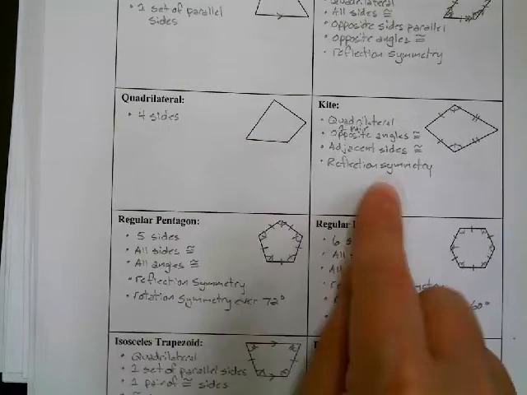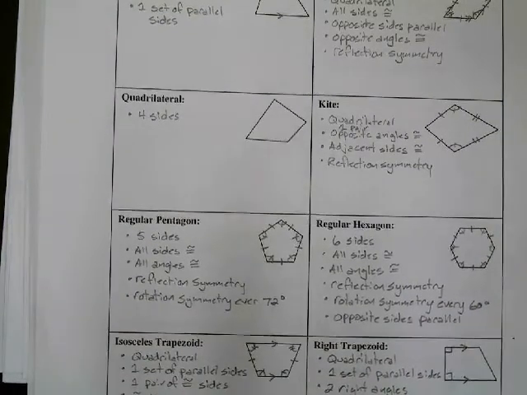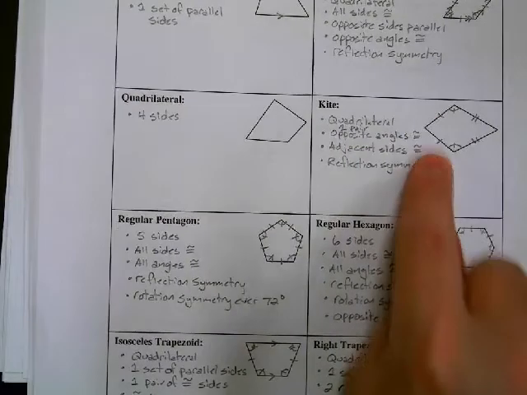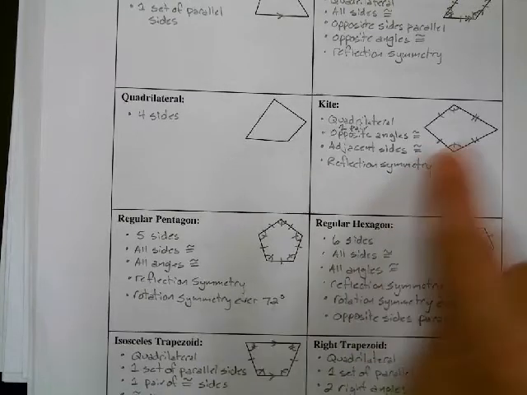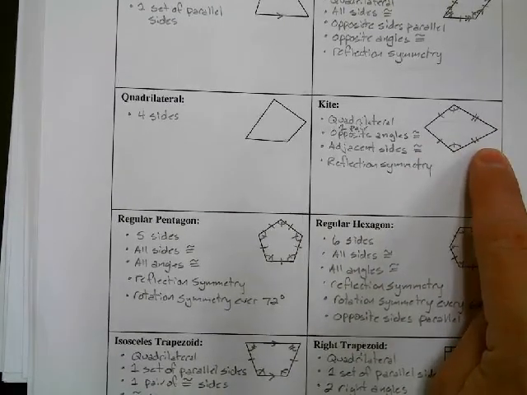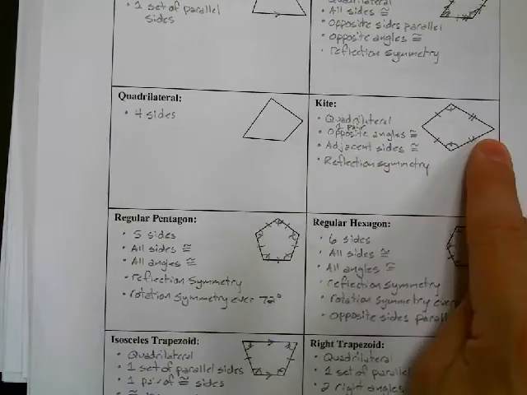Kite. A kite is when you have two pairs of congruent adjacent sides. Here's what that means. See how this side here and this side here, we call those adjacent because they're right next to each other, and those two are the same. And then over here, I've got two other sides that are the same. So kind of like a rhombus, except all four of these are not the same. We got two different sets of sides being the same.